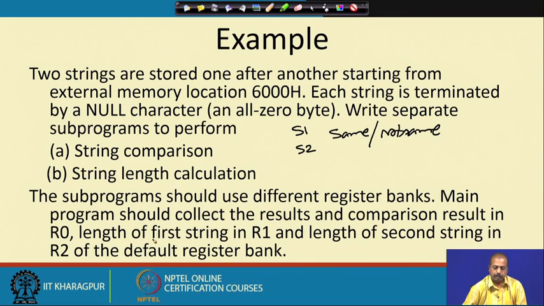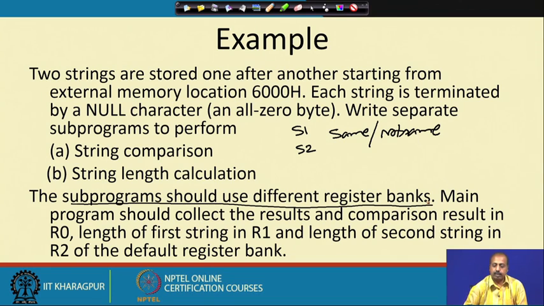Then the lengths of the strings can be stored in R1 and R2. The problem also says that the subprograms should use different register banks. So, compared to the original register bank that the main program uses, the subprograms should use a different register bank. For doing that, we have to change the PSW register bank selection bits, and accordingly it will be using different banks.